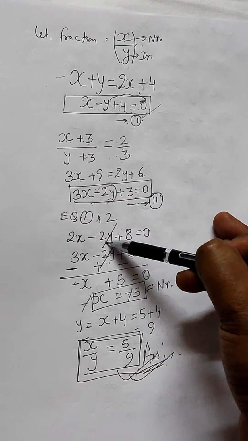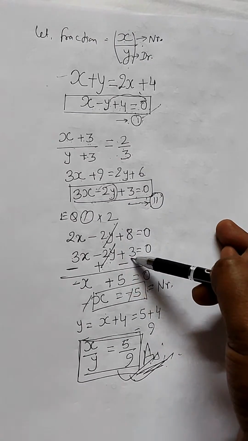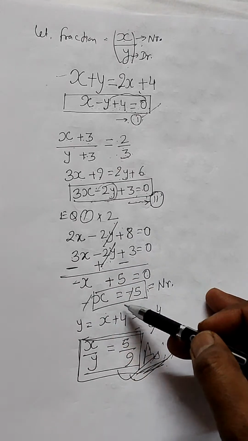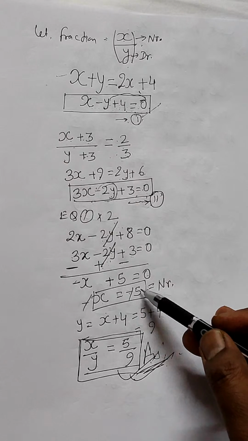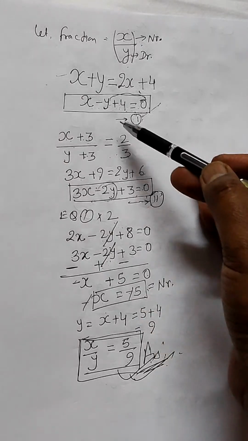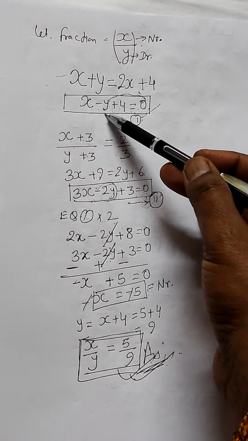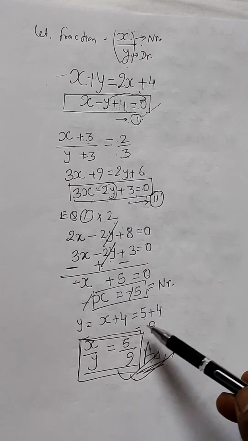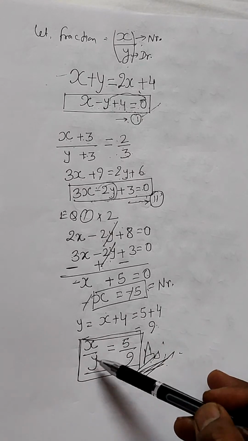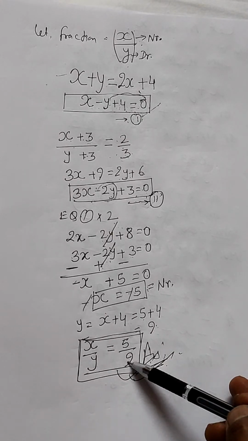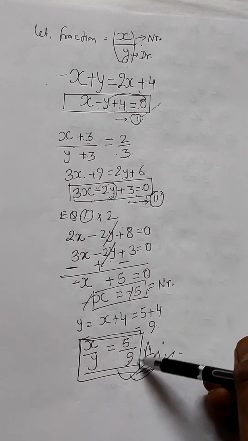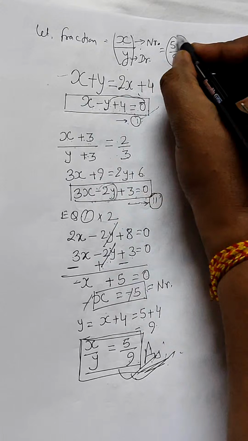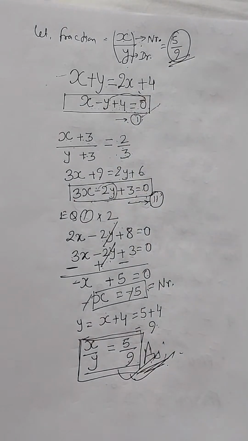Just eliminate one of the variables, y, over here. You can eliminate x also, not an issue. You get the value of x as 5. Now putting x equal to 5 into x minus y plus 4, that means y equals x plus 4, we get the value of y as 9. So x by y, our fraction, is equal to 5 by 9. This is our answer.